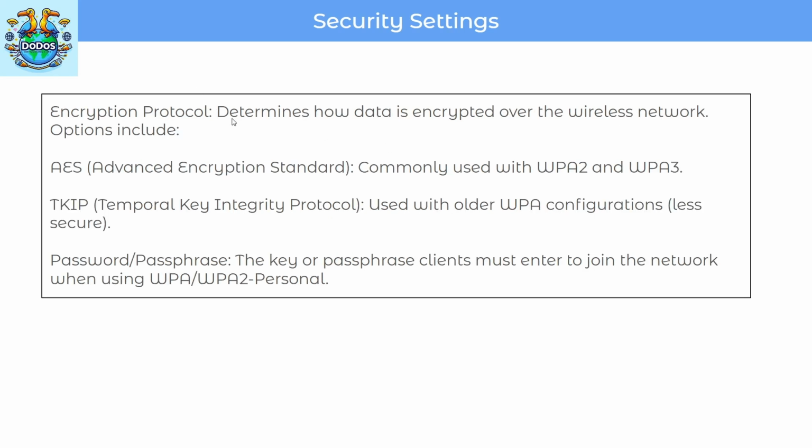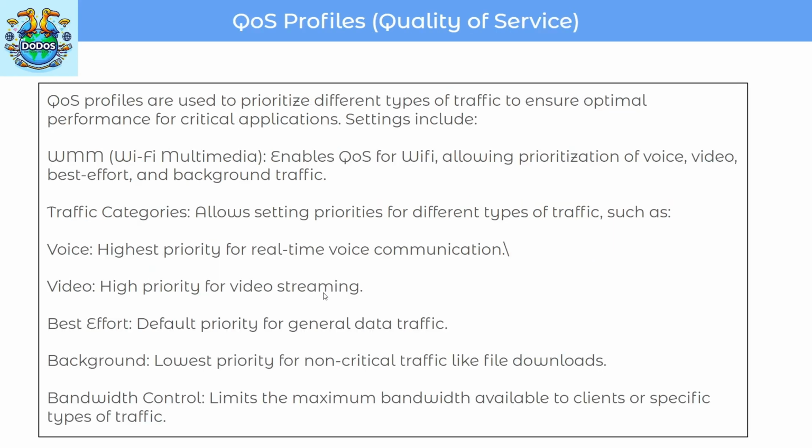There's also the encryption protocol, which determines how data is encrypted over the wireless network. This is for security. There's AES, which is Advanced Encryption Standard. This is commonly used with WPA2 and 3. TKIP is not as common anymore, but it's Temporal Key Integrity Protocol, used with older WPA configurations, and it's less secure. There's the password or passphrase, which is the key clients must enter to join the network when using WPA or WPA2 personal. And then we get on to quality of service profiles.